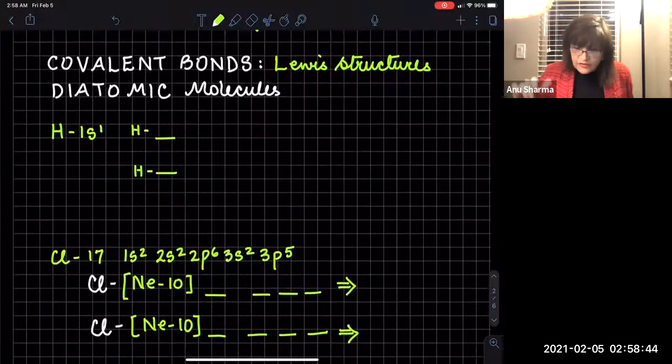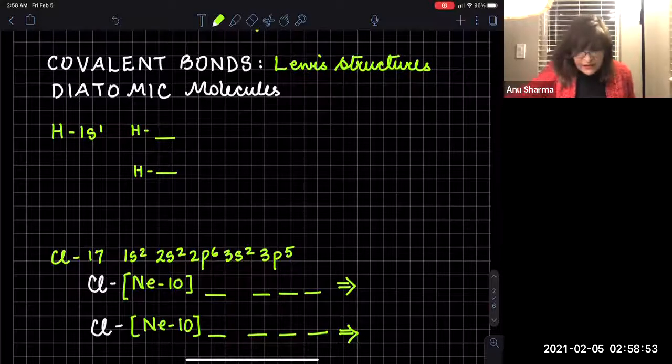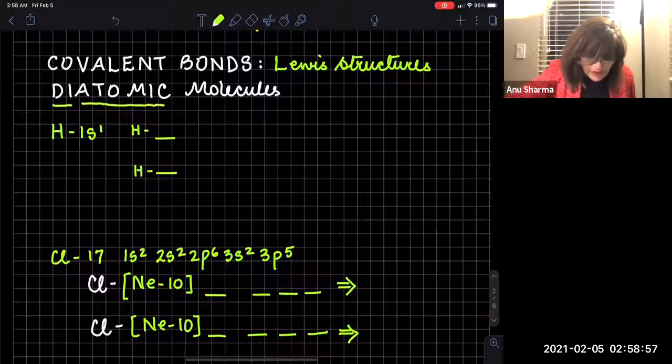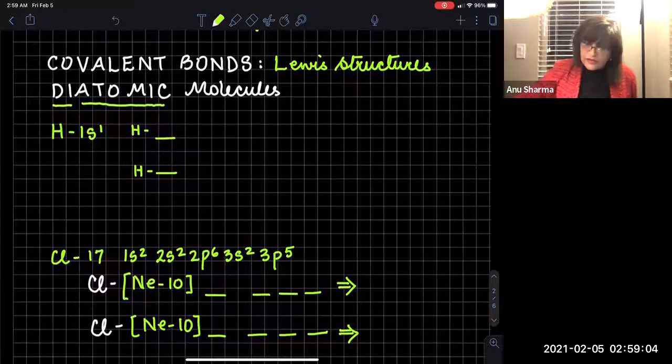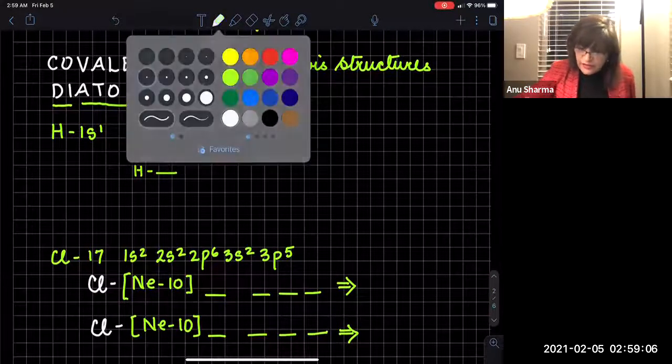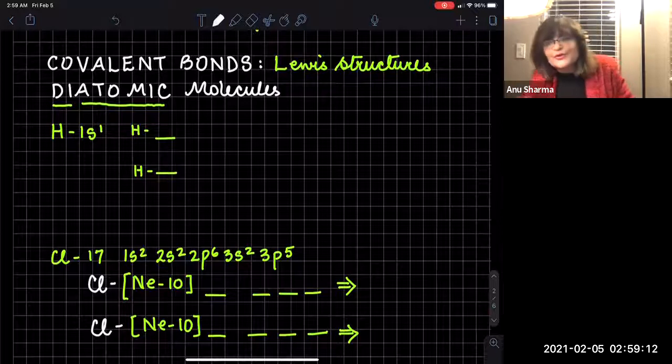Okay, now let's look at the covalent bonds, or the Lewis structures, in diatomic molecules. Now when we say diatomic, what does this mean? Di means 2, and atomic means atoms, so 2 atoms. Generally these 2 atoms are the same kind. So how are the bonds formed here? Everything has to boil down to electronic configuration. If you look at things in the electronic configuration format, you're never going to go wrong.